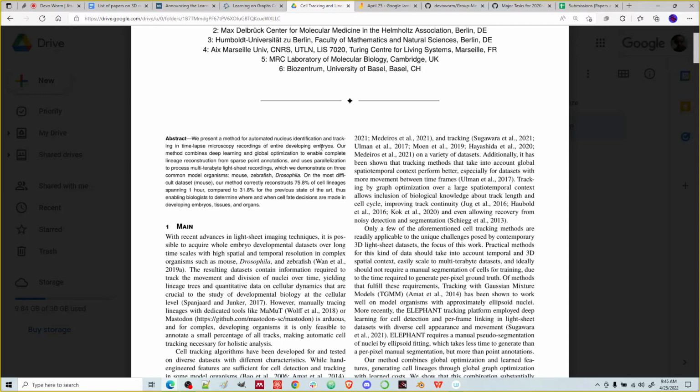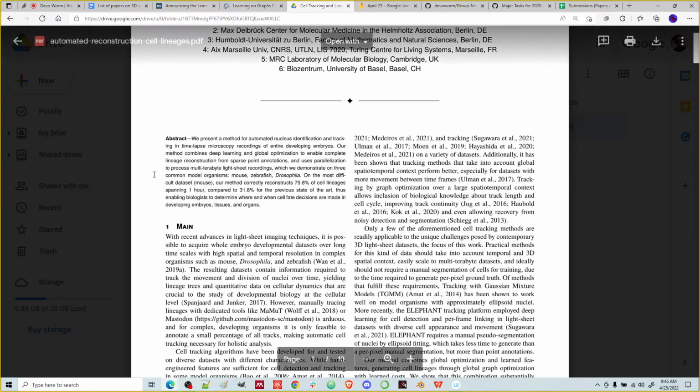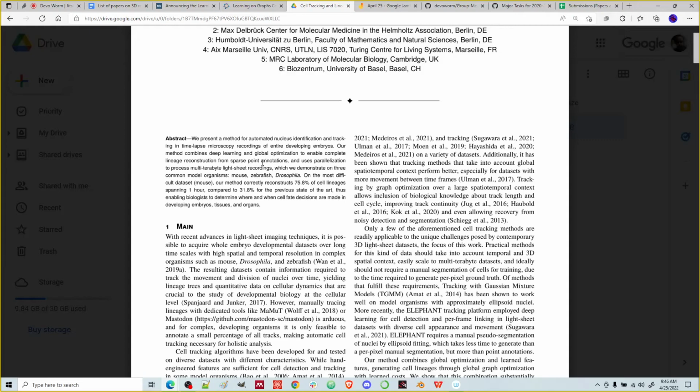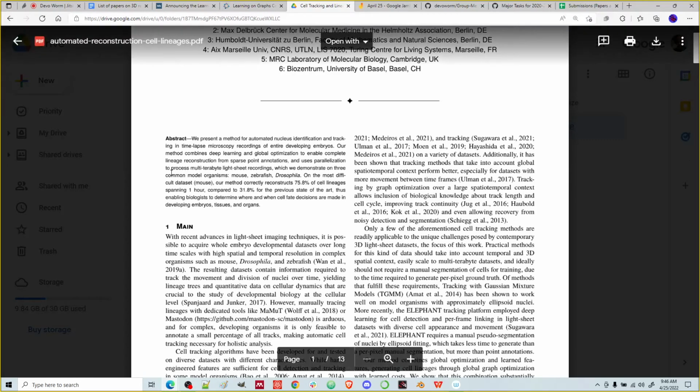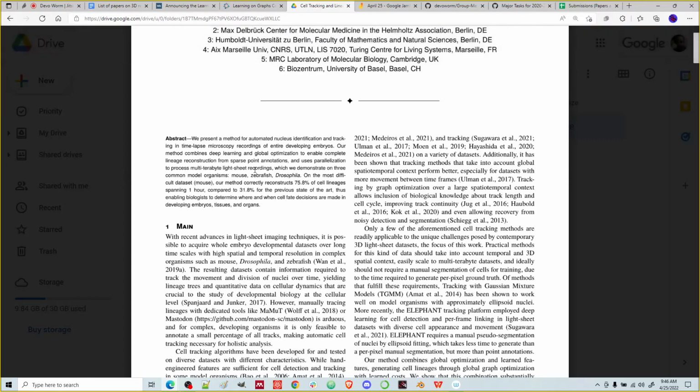But then you also have things in time. So that stack is just one time point, and then you go in time, and you can actually look at the entire embryo. So their method here combines deep learning and global optimization to enable complete lineage reconstruction from sparse point annotations, and uses parallelization to process multi-terabyte light sheet recordings.